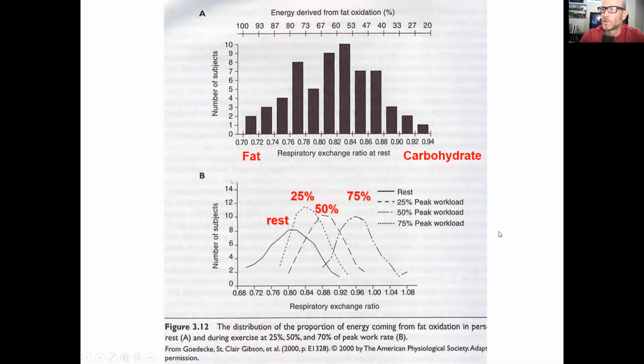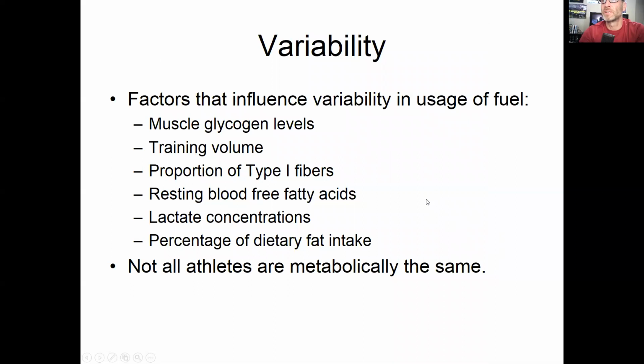Okay, fat, carbohydrate, just highlighting that. All right, factors that influence variability in usage of fuel include muscle glycogen levels, training volume, proportion of type 1 fibers, resting blood free fatty acids, lactate concentrations, percentage of dietary fat intake. These are all things that are different between people that would explain why RER would be different for different folks. Not all athletes are metabolically the same. Very important. So we've got to be careful to not apply general rules to everybody.